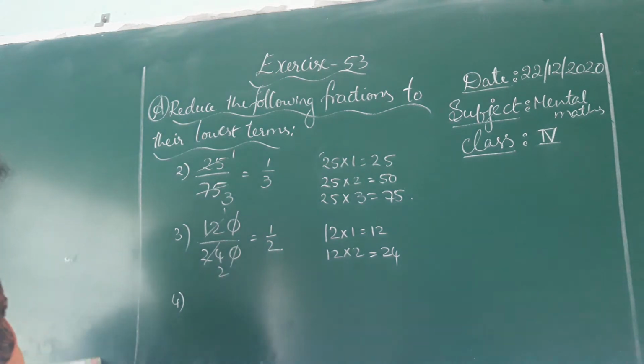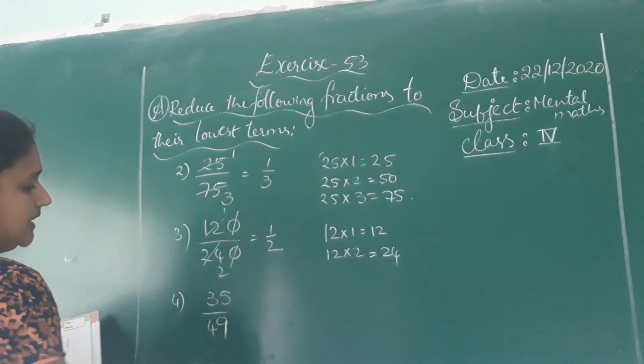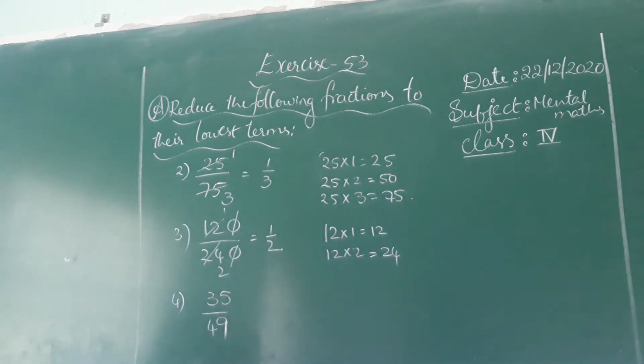See the fourth one, 35 by 49. Children, if you observe, in which table can you see 35 and 49? Children, you have to learn all the tables thoroughly while reducing to lowest terms. Okay, see the 7 table.